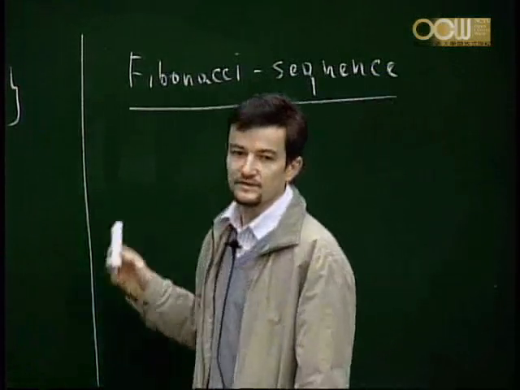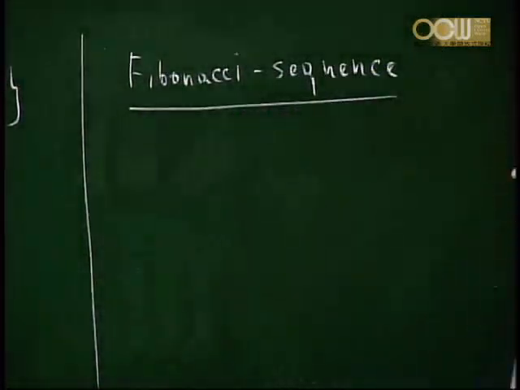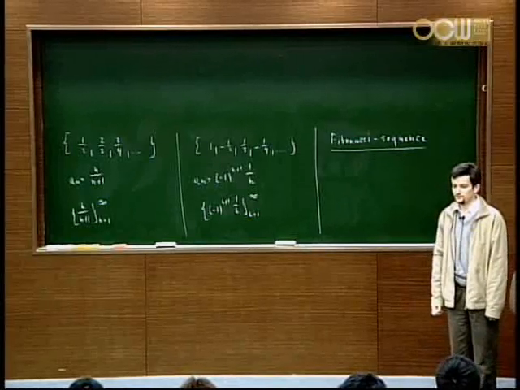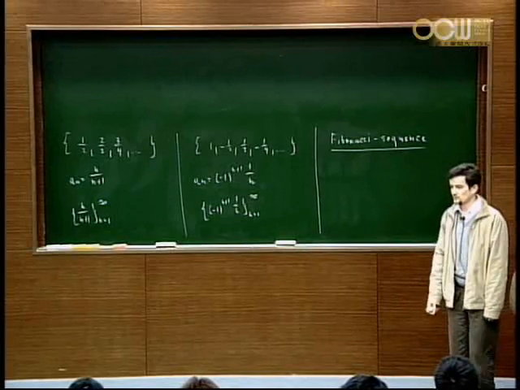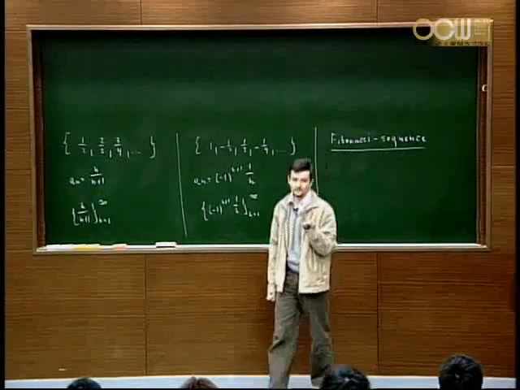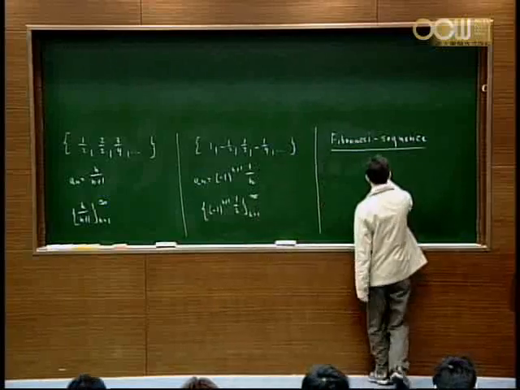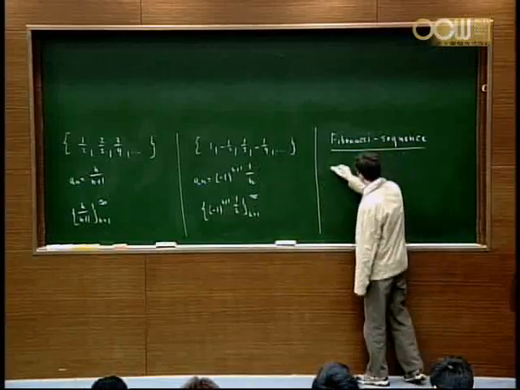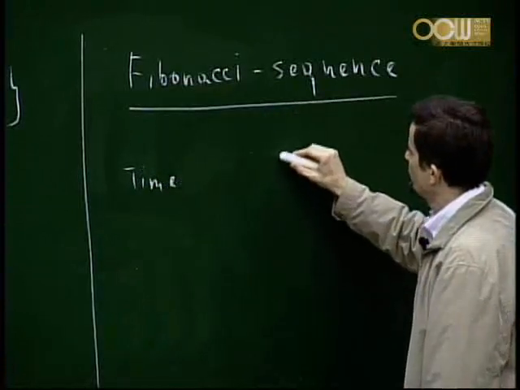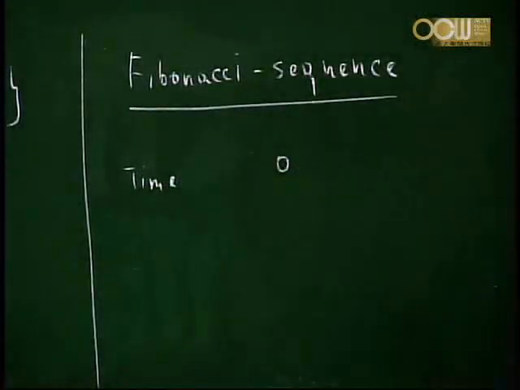Now, this kind of sequence was introduced by Fibonacci long ago, and actually this is a simple model for the growth of a population of, for instance, rabbits. So at time point 0, you have one pair of rabbits.